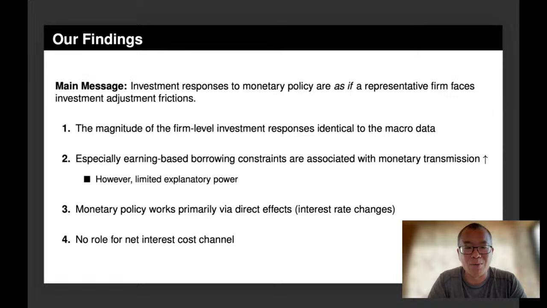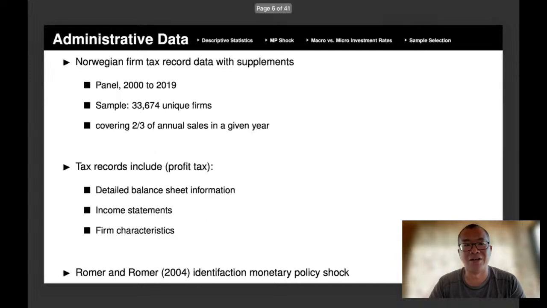Furthermore, we find that monetary policy works primarily via direct effects, that is, firms' direct response to interest rate changes, instead of indirect effects, that is, firms passively reacting to the general equilibrium effect. And also in terms of direct effect, it seems that firms react mostly to the changes in net present value of their investment opportunities.